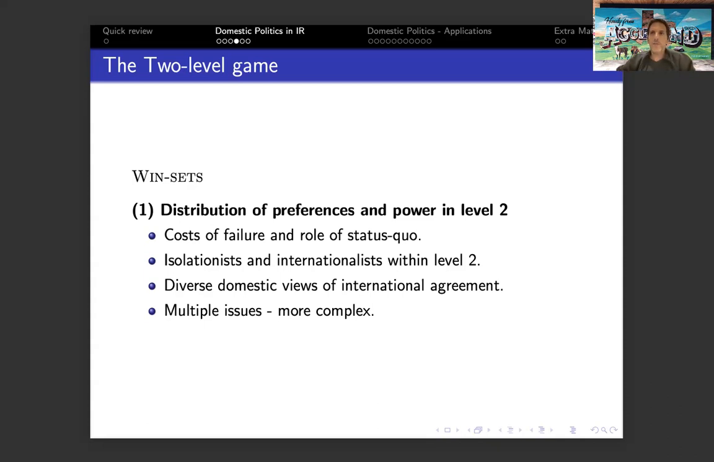When the domestic preferences about the issue at stake, whatever issue that is, when there are diverse domestic views of the international agreement, then any type of agreement that the government will be able to reach will face criticism from both sides of the domestic debate. So some will argue that the agreement reached is too restrictive. Some will argue that it's too loose.